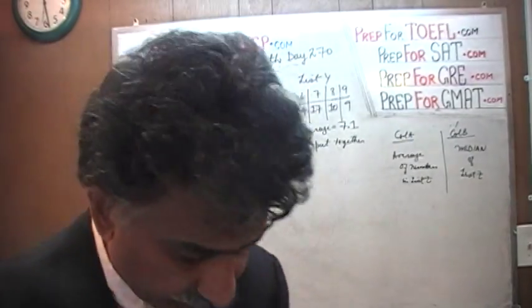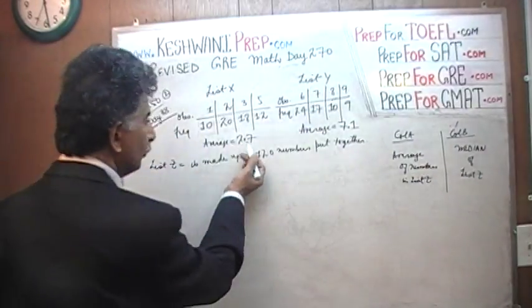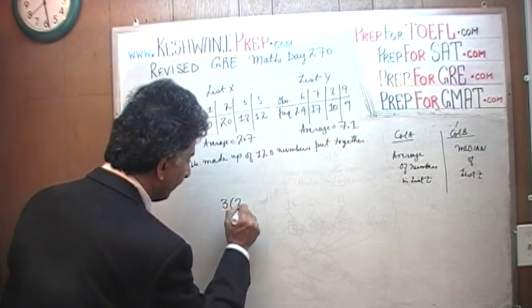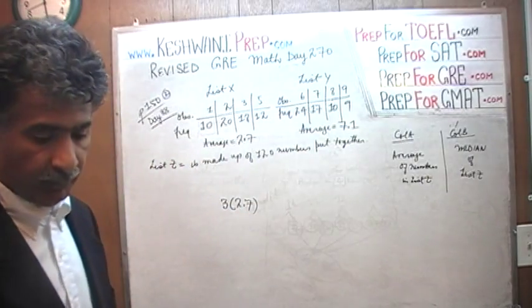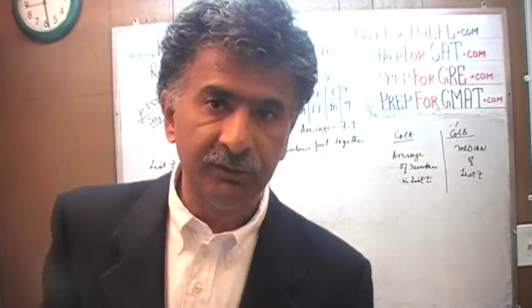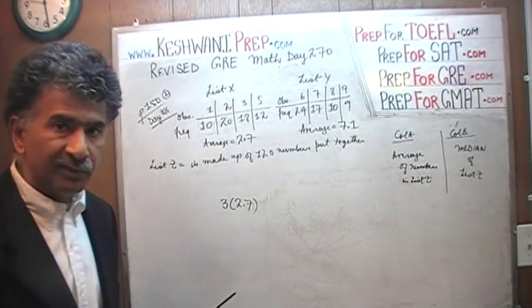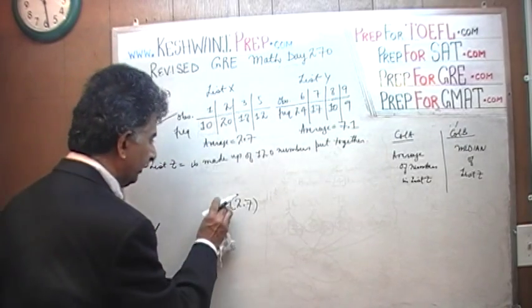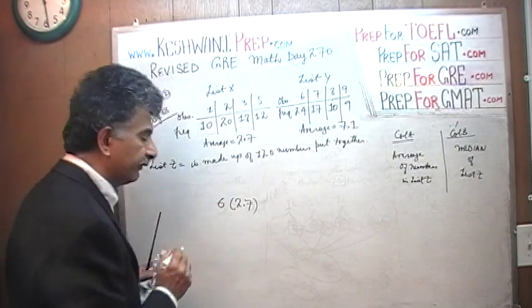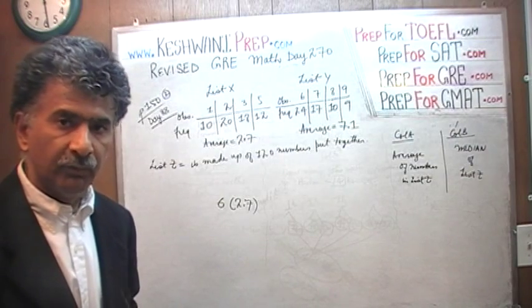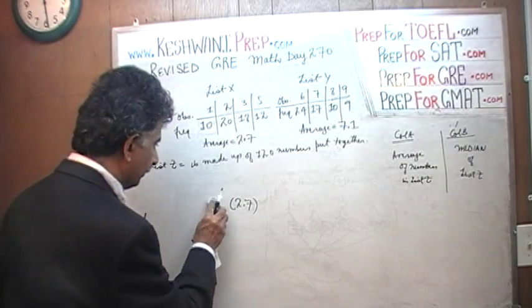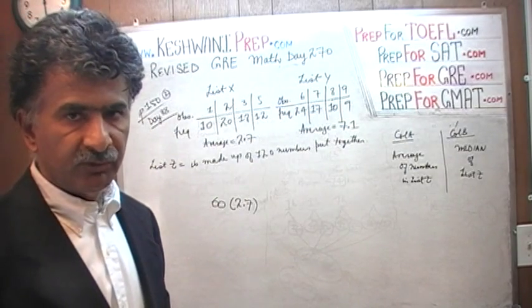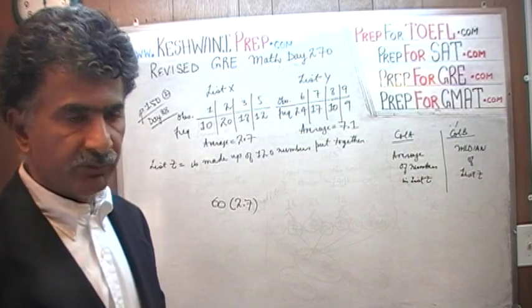Well, it's very straightforward. Here we are told that the average is 2.7. If we have three numbers whose average is 2.7, then the sum of those three numbers must be 3 times 2.7. If we had six numbers whose average is 2.7, then the sum would be 6 times 2.7. If we have 60 numbers whose average is 2.7, then the sum of those 60 numbers must be 60 times their average, 60 times 2.7.